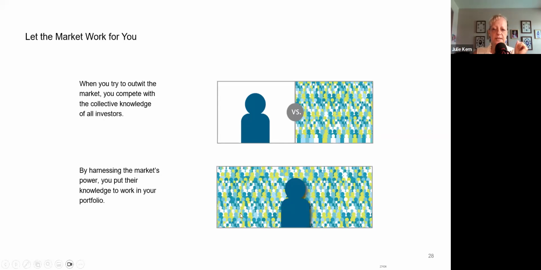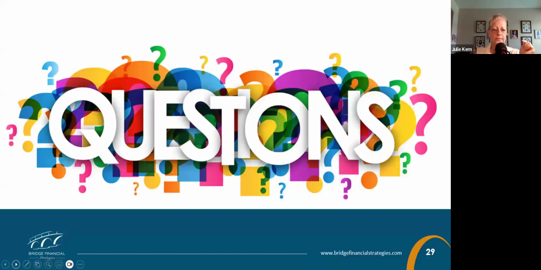But when you just participate in the market, which is this second diagram, then you're just saying, "Hey, I want to play. The S&P 500 typically does this, the small cap market does this, international does this, and I just want to participate in that." So that's really the way to go.